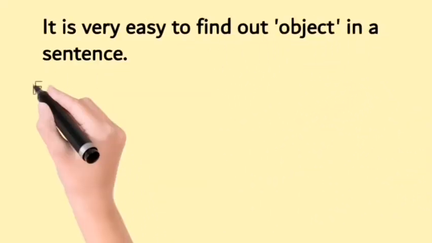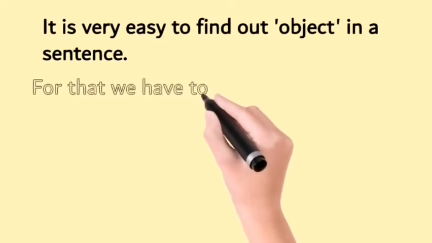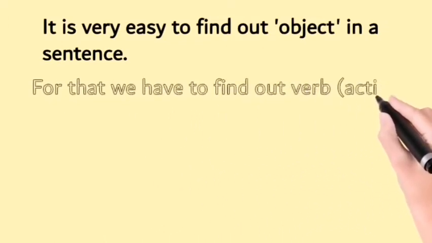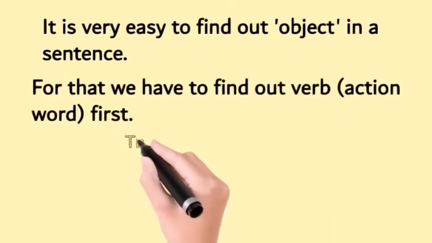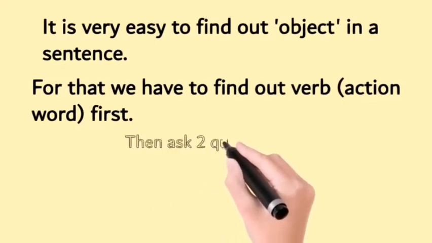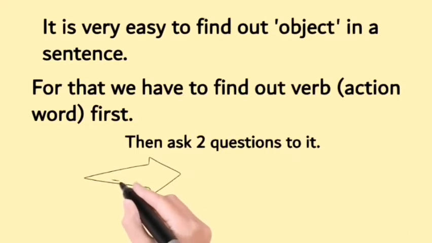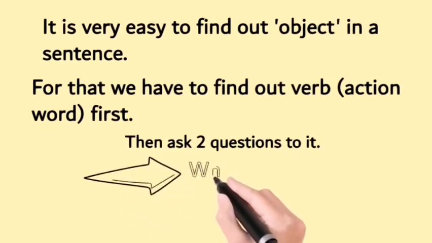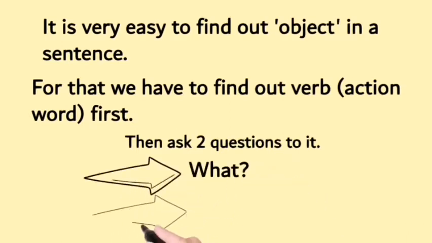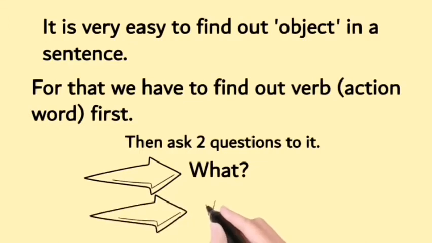It is very easy to find out object in a sentence. For that, we have to find out the verb or the action word first. Then we have to ask two questions to it. The first question is what? The next question is whom?